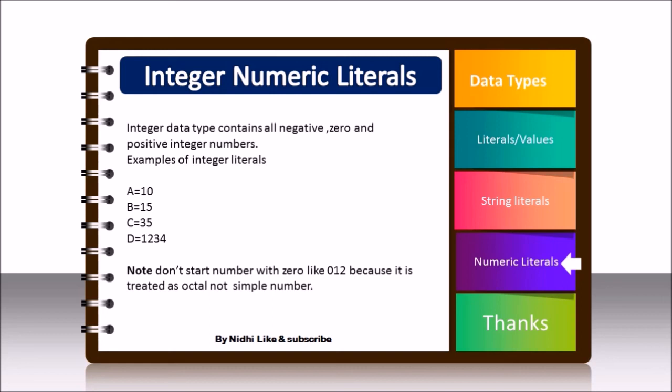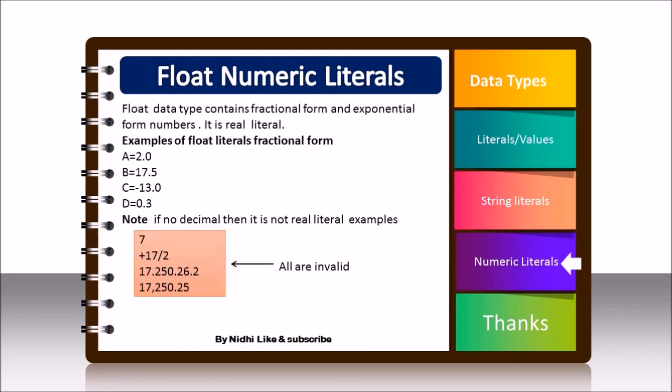And before this 10 there can be a plus symbol, or a minus. If minus is there, then it is a negative integer, and if there is no symbol, then it is considered a positive integer. Next is the floating numeric literal. Float data types contain fractional values, or you can say real data type. Real means it has a decimal. It has 2 forms: fractional form and exponential form. Exponential form means it has a power also. These float literals are also known as real literals because they have fractions or exponents.